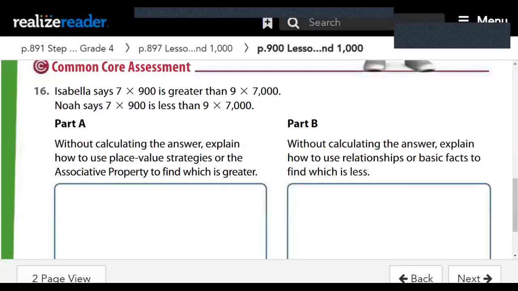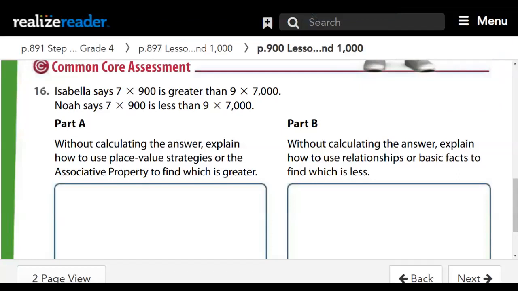All right, taking a look at our next question, number 16, that Common Core assessment. Number 16 says, Isabella says, seven times 900 is greater than nine times 7,000. Noah says seven times 900 is less than nine times 7,000. Okay, so part A says, without calculating the answer, explain how to use place value strategies or the associative property to find which is greater. You could have done that.